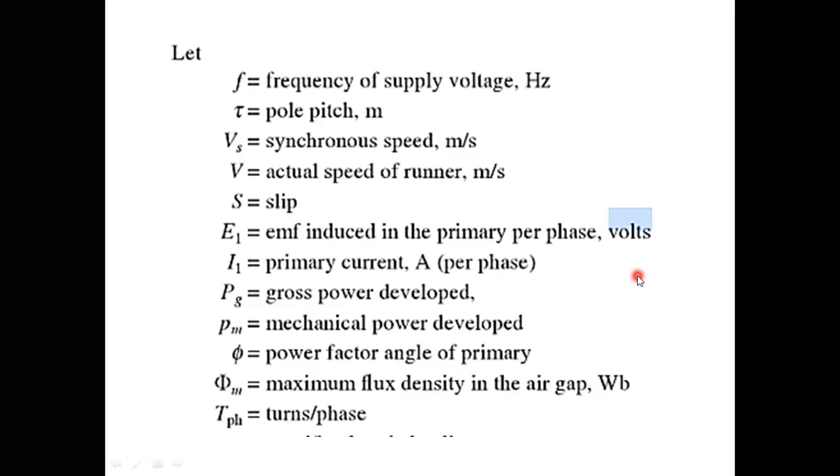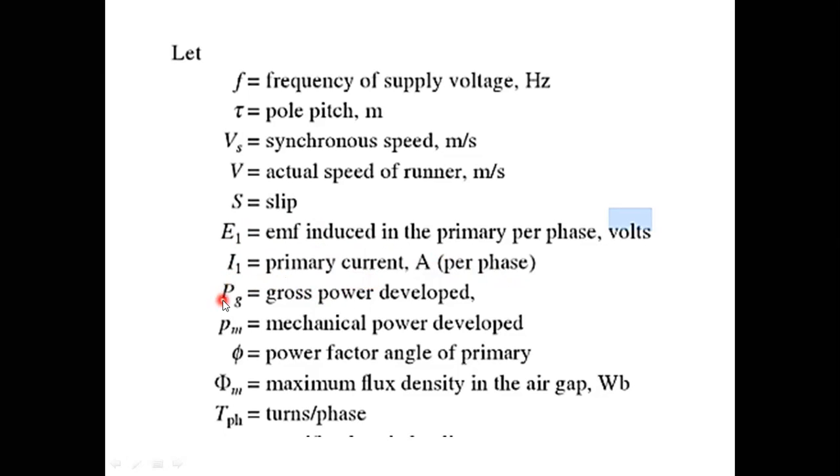Next, the thrust equation of the linear induction motor. Here, f is the frequency of the supply voltage in hertz, tau is the pole pitch, Vs is the synchronous speed in meters per second, V is the actual speed of the runner, and s is the slip value. Next, E1 is the EMF induced in the primary per phase, and I1 is the primary current.